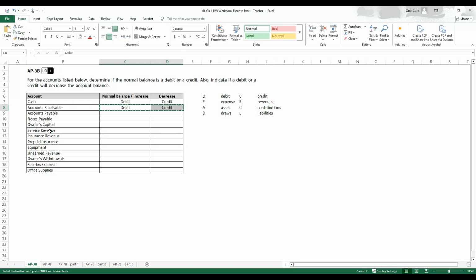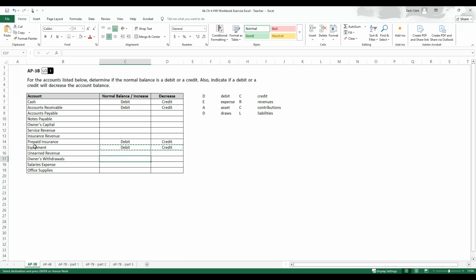Okay, so the revenue, it's not any of those. Insurance revenue, same thing, revenue. But prepaid insurance is another asset, so we'll paste that in. And as we paste it in, you can see it remains highlighted. So then we can just click copy again, and we can keep going down the list and do that again. But equipment, yep, that's great. Unearned revenue is a liability, remember?